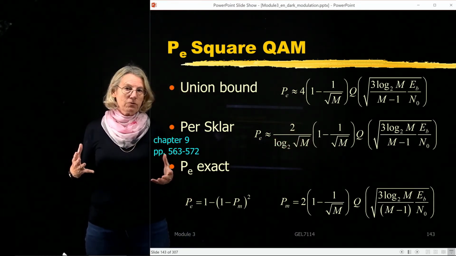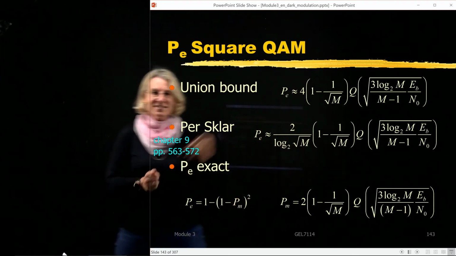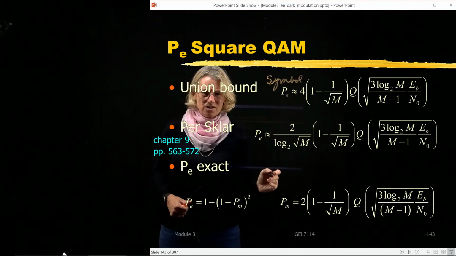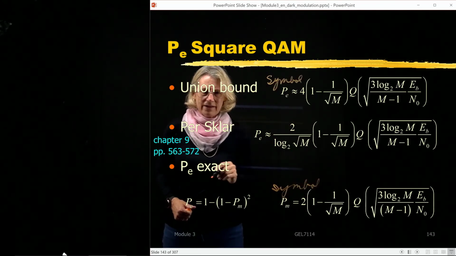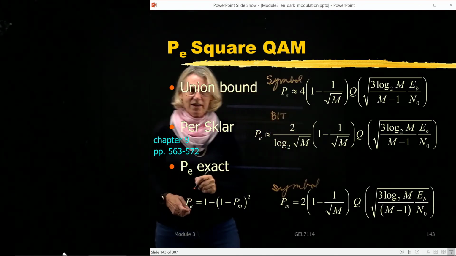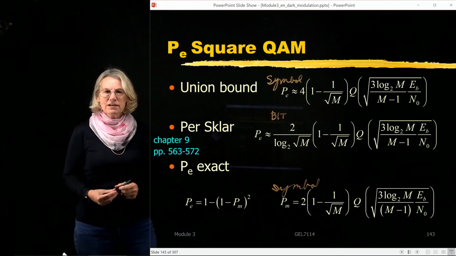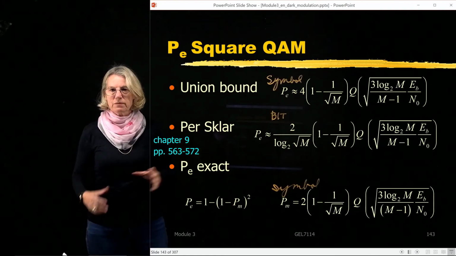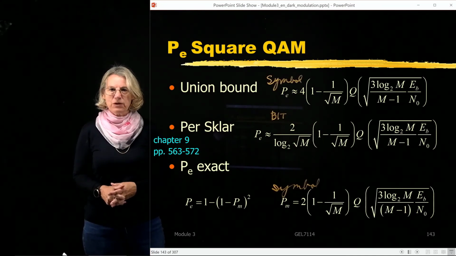And I just want to be careful because here it's the probability of error per symbol. This is symbol error. This also is symbol error. And this is bit error, assuming that we're using a proper mapping from bits to symbol. So it is the same expression, and I just want to make sure that coming from different sources you can appreciate that they are in fact equal.